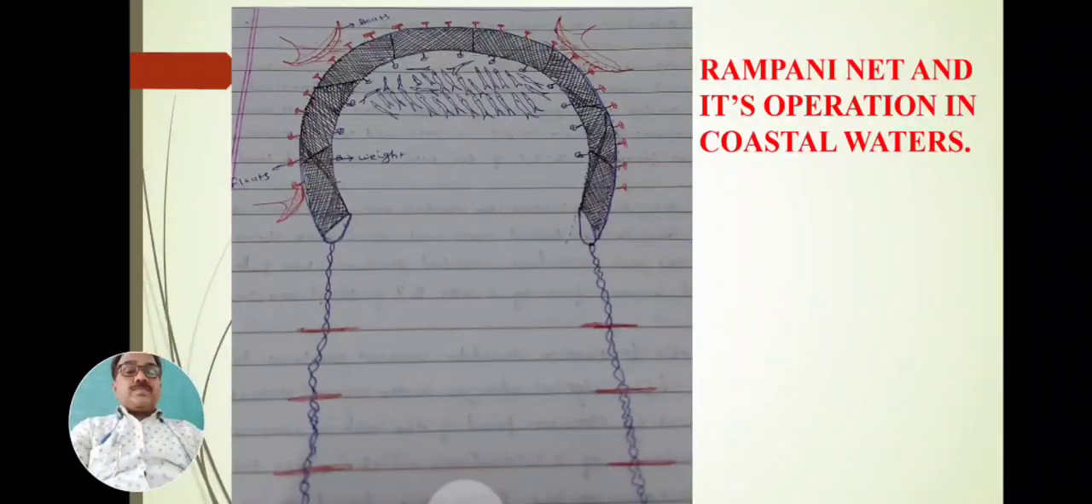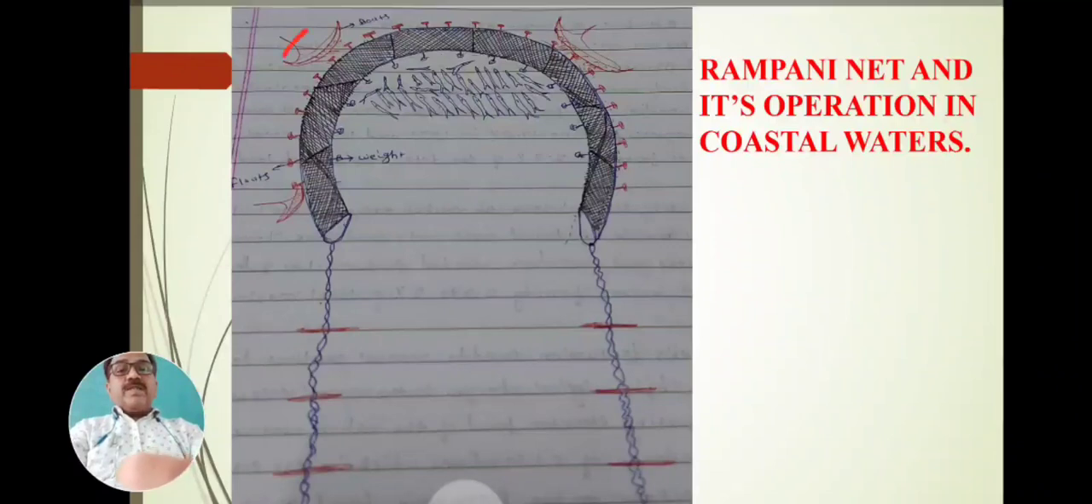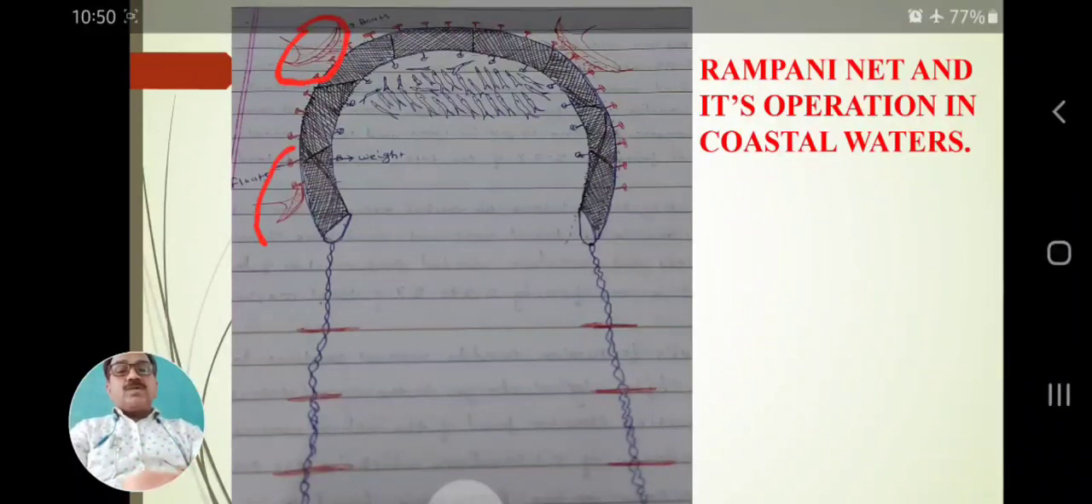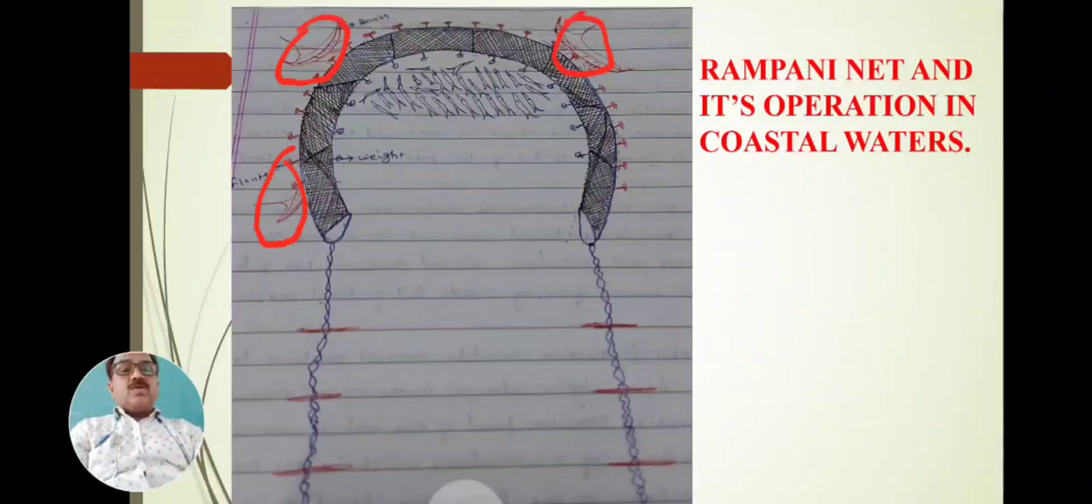This shows how the Rampani net is operated. See, this is the Rampani net, and its operation in coastal waters, or it can be operated in larger rivers as well as in lagoon areas. This is the Rampani net. Remember, behind this net are the small boats.